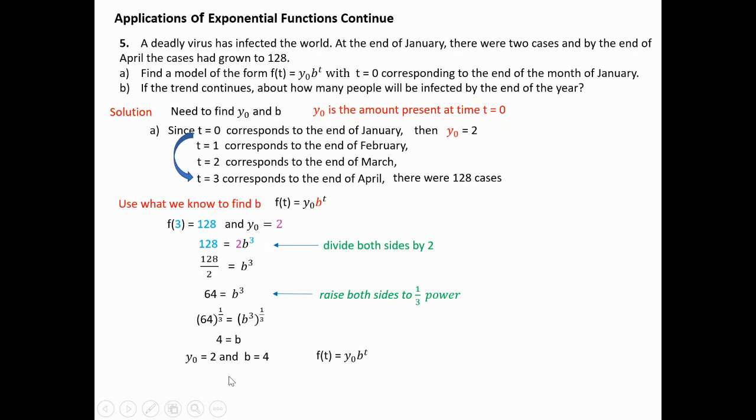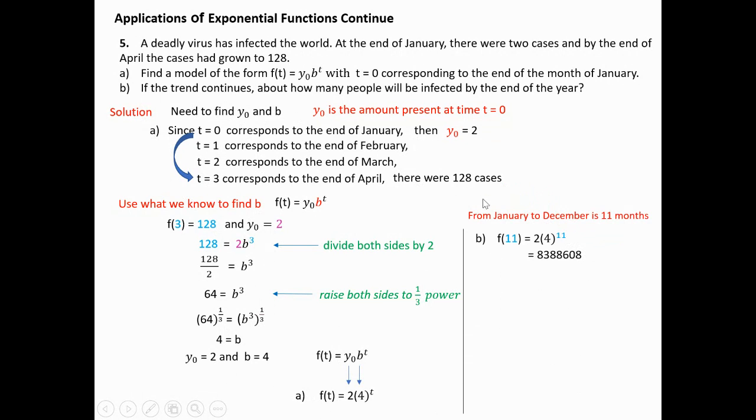Now let's plug it into the formula. Now this is the answer for part a. For part a, they want us to find the model, so we did. Now for part b, it's saying if the trend continues, how many people will be infected by the end of the year. So we know it's going to be December. It's going to be 11 months.